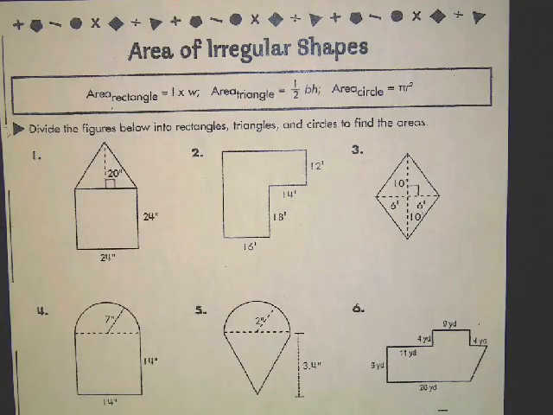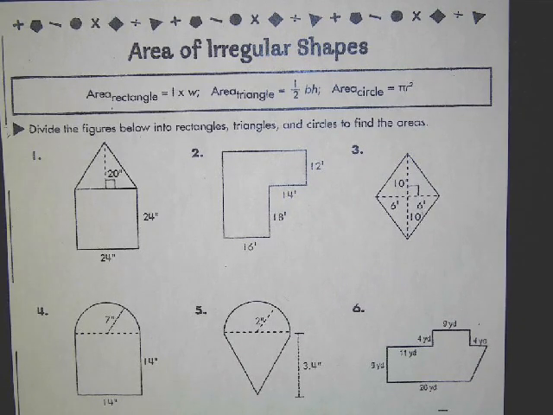Wildcats! Today we're working with the area of irregular shapes. Recently we've learned about the area of all the shapes like rectangles, squares, parallelograms, triangles, trapezoids, and even circles. Today we're going to combine those shapes and find the area of what we have in front of us.